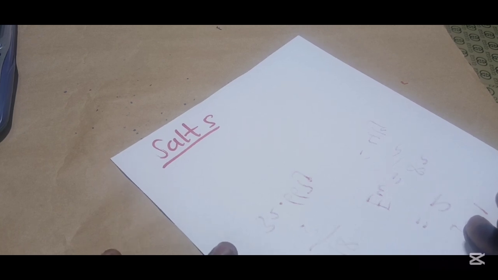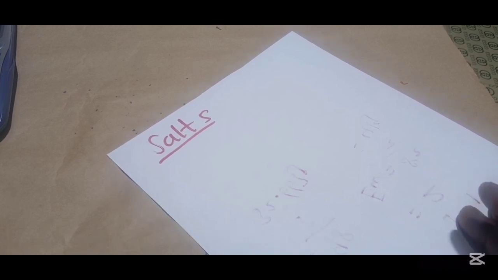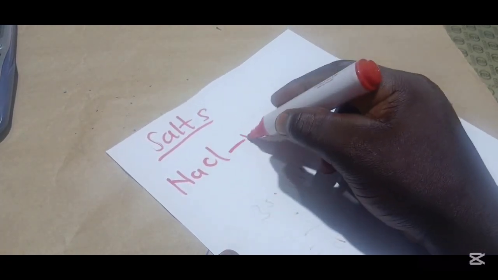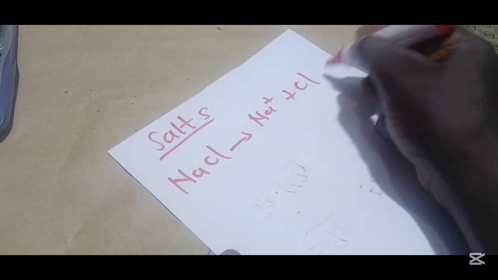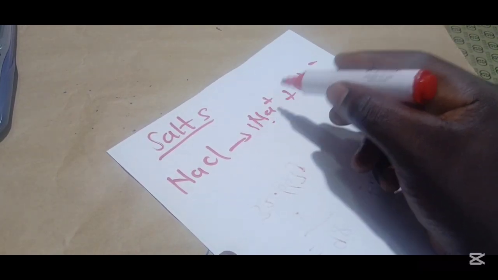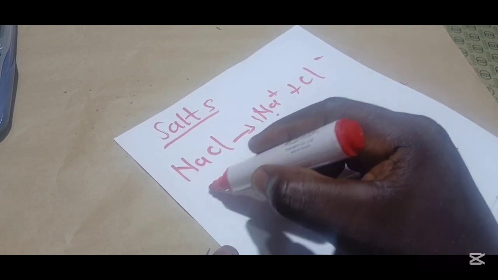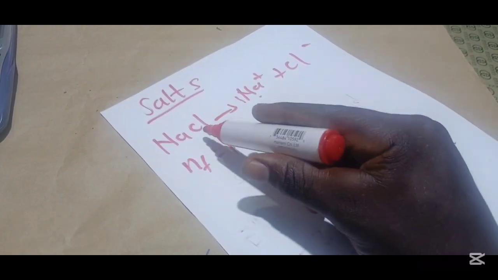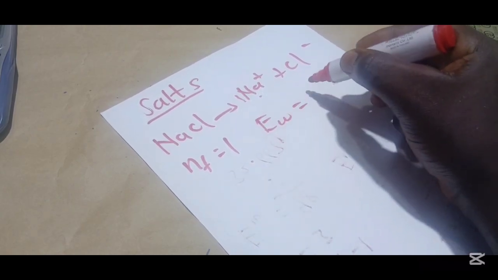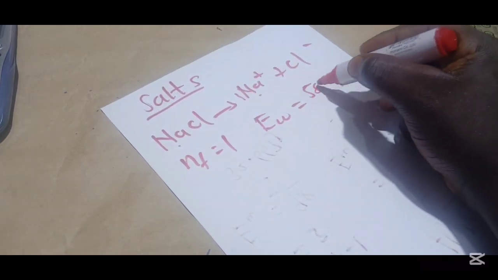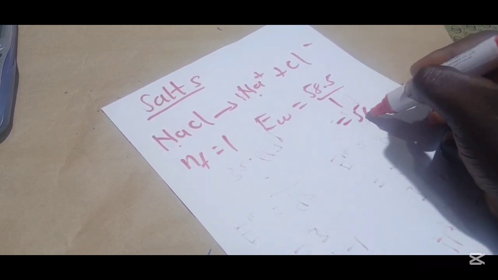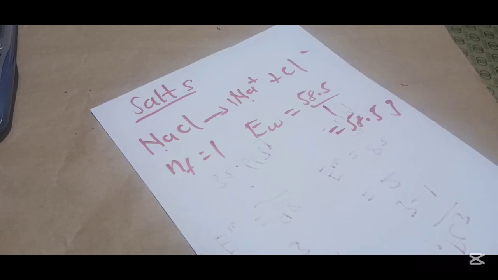So now, equivalent weight of salt. For the equivalent weight of a salt, our N factor is going to come from the total charge on the cation. So NaCl can give us Na plus and Cl minus. So our cation here is Na plus, right? We have only one of them, meaning our N factor here equals 1. And the molecular weight for NaCl is 58.5. So our equivalent weight equals the molecular weight of NaCl, which is 58.5, over the N factor, which is 1. So this is going to give us 58.5 grams.